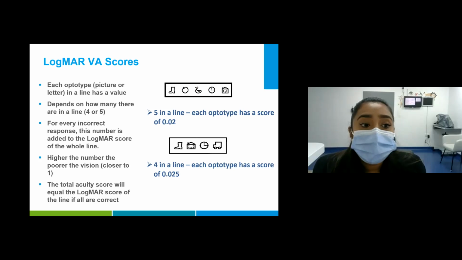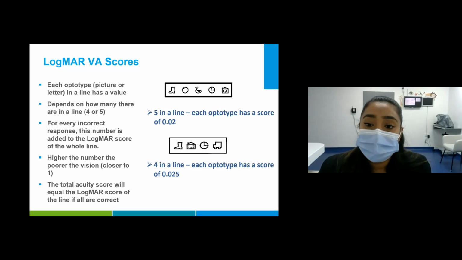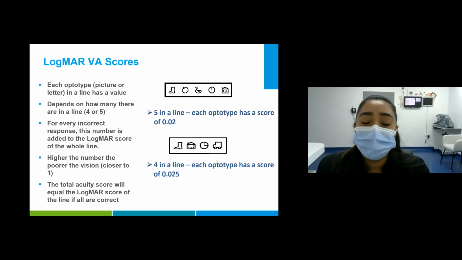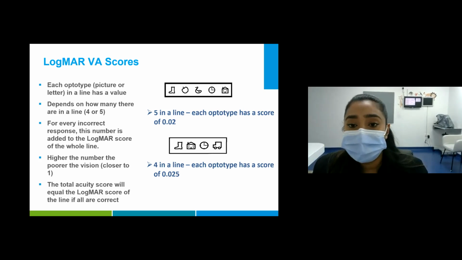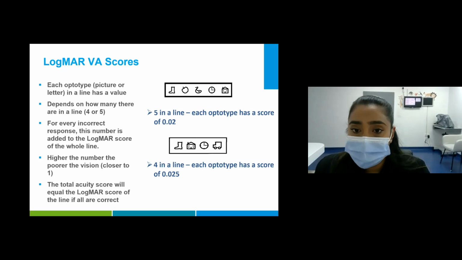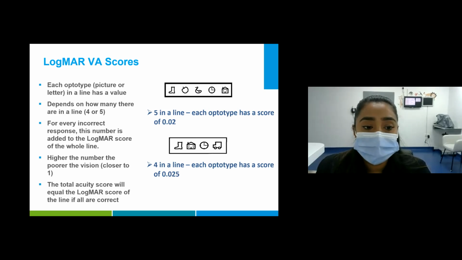So each picture or letter, which is known as an optotype, has a value. Depending on how many there are in a line, commonly 4 or 5, they would have a score. So if there are 5 in a line, each picture has a score of 0.02. If it's 4 in a line, it has a score of 0.025. And as you can see, if you add 0.02 5 times, it makes 0.1, so you'll get the whole of the line. Every incorrect response, this number is added to the logMAR score of the whole line.